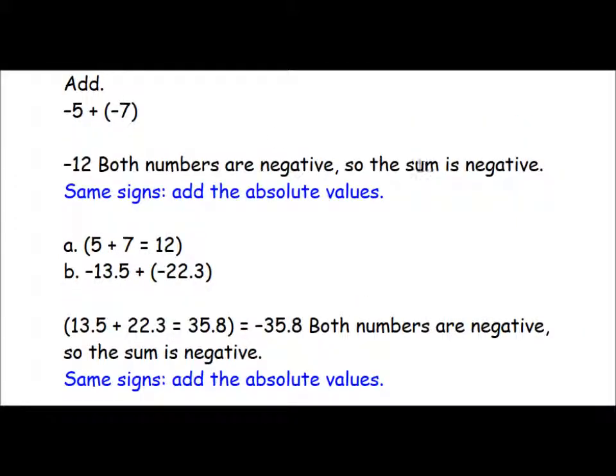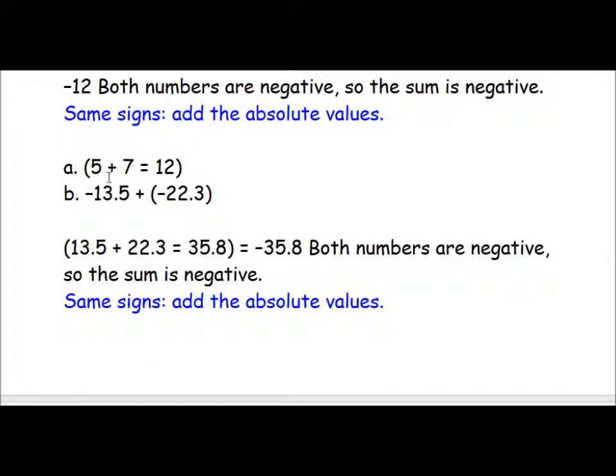Let's do -5 plus -7. -5 plus -7 both have the same sign. In case of the same sign, we just add the absolute values of the numbers and use the sign. So the absolute value is 5 plus 7, which is 12, and the sign is minus for both of them, so we just put minus in front of it. So the rule is add the absolute values and use the sign for same sign.